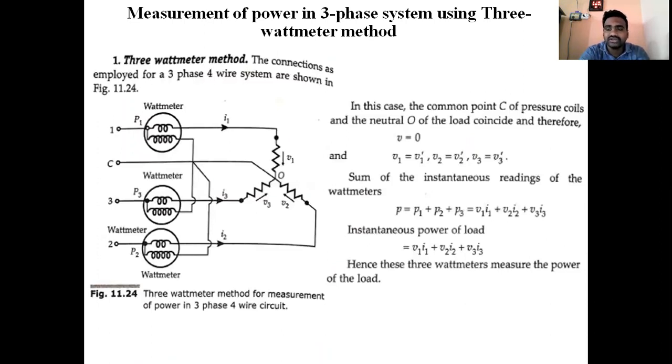Here it is a different system. In Blondel's theorem, we analyzed the connection in a different manner. Here we connected the common point on the neutral wire. The 3 wattmeters will measure the current flowing in their particular segments, but the common point is connected with respect to the neutral wire. So that is a different thing. If the common point is connected on the neutral wire, the total voltage is equal to 0. So here also the conclusion remains the same.